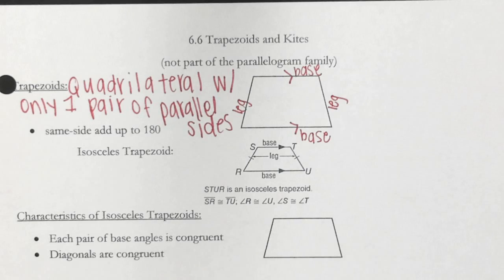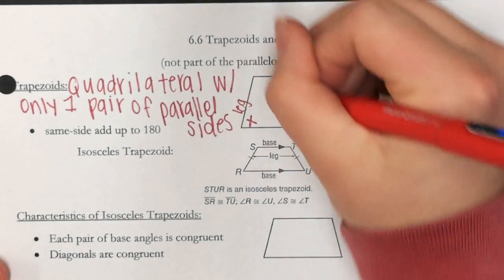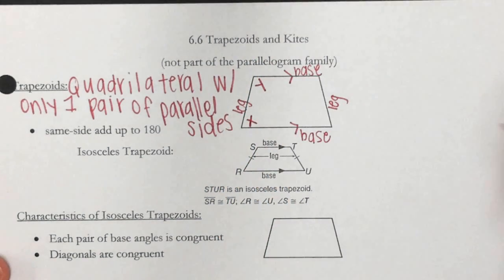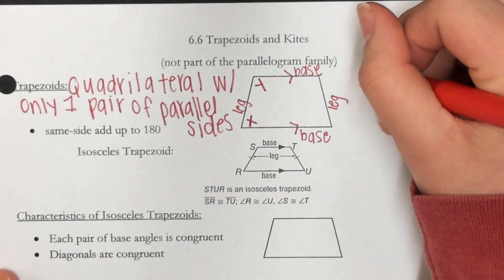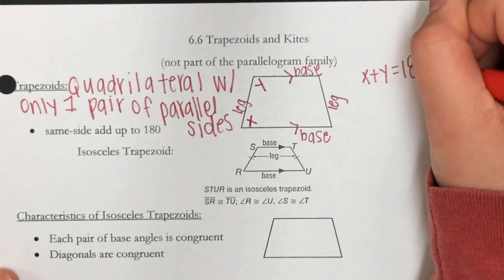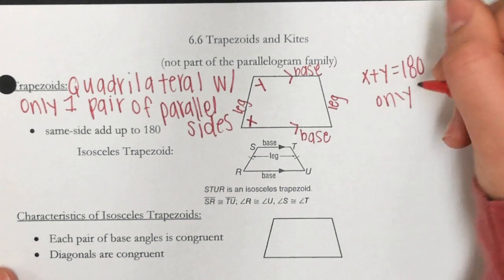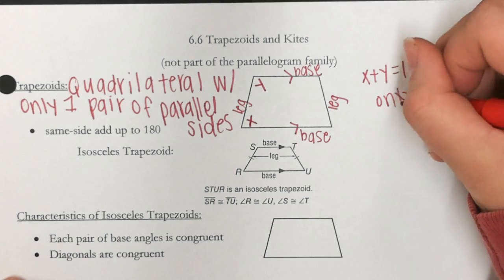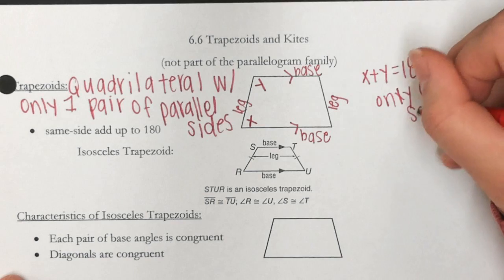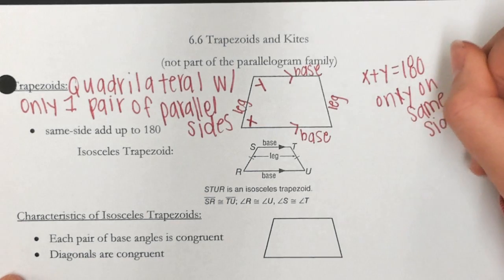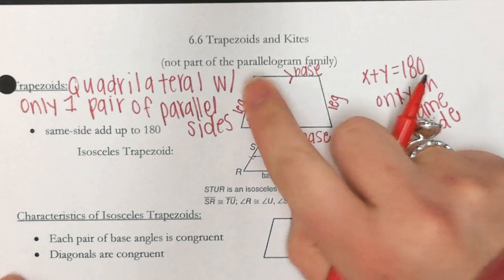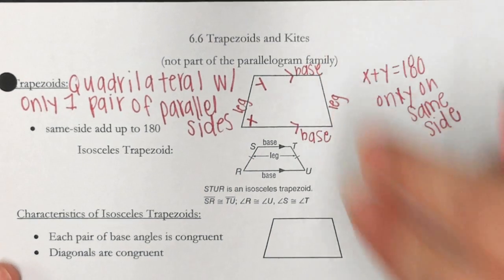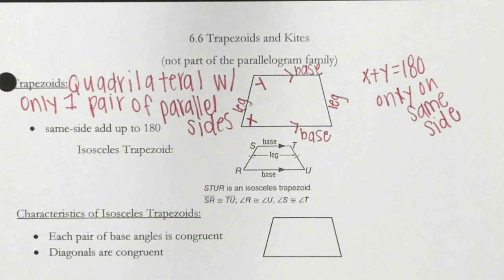Okay, now, these same sides. So if this is X and this is Y, only your consecutive angles add up to be 180. So X plus Y equals 180 only when they're on the same side. So what did I write? Only on same side. So that X plus Y equals 180, and these two right here also have to equal 180. So that is just a plain trapezoid.